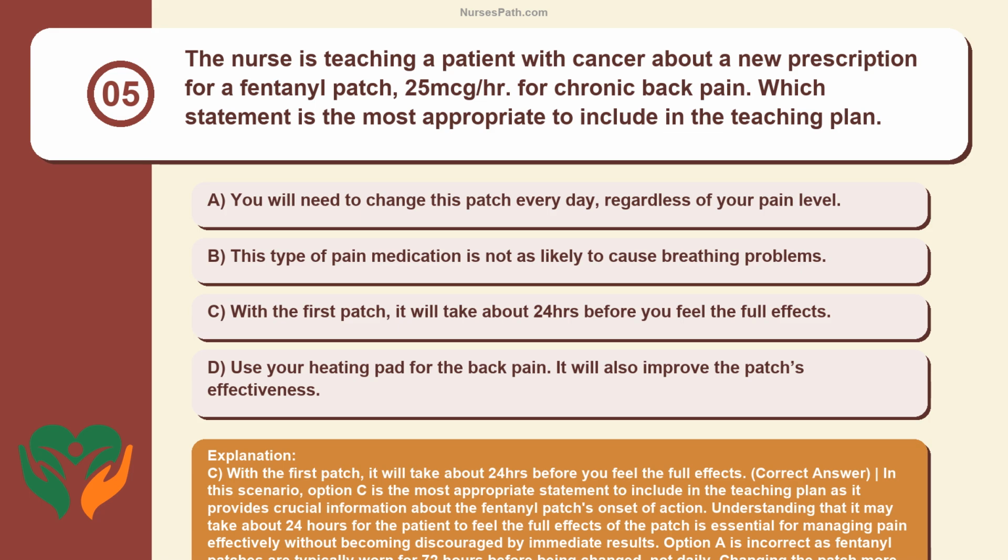Option B is incorrect because fentanyl, being a potent opioid, does have the potential to cause respiratory depression, especially if used improperly or in high doses. It is crucial for patients to be aware of this risk.